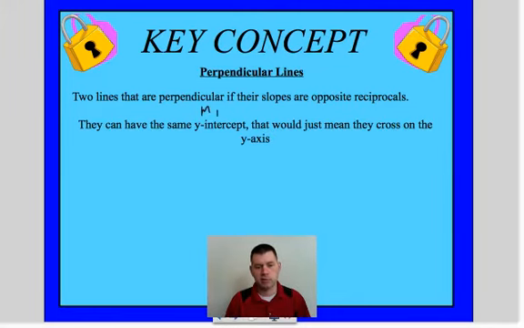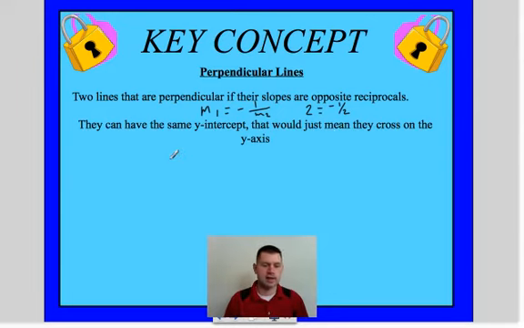We're saying m1 is equal to the negative 1 over m2. So basically what this comes down to is if your slope is 2, its perpendicular slope is negative 1/2, or vice versa. If it's negative 1/2, then it's 2, or if it's 1/2, it's negative 2, depending on what you have.